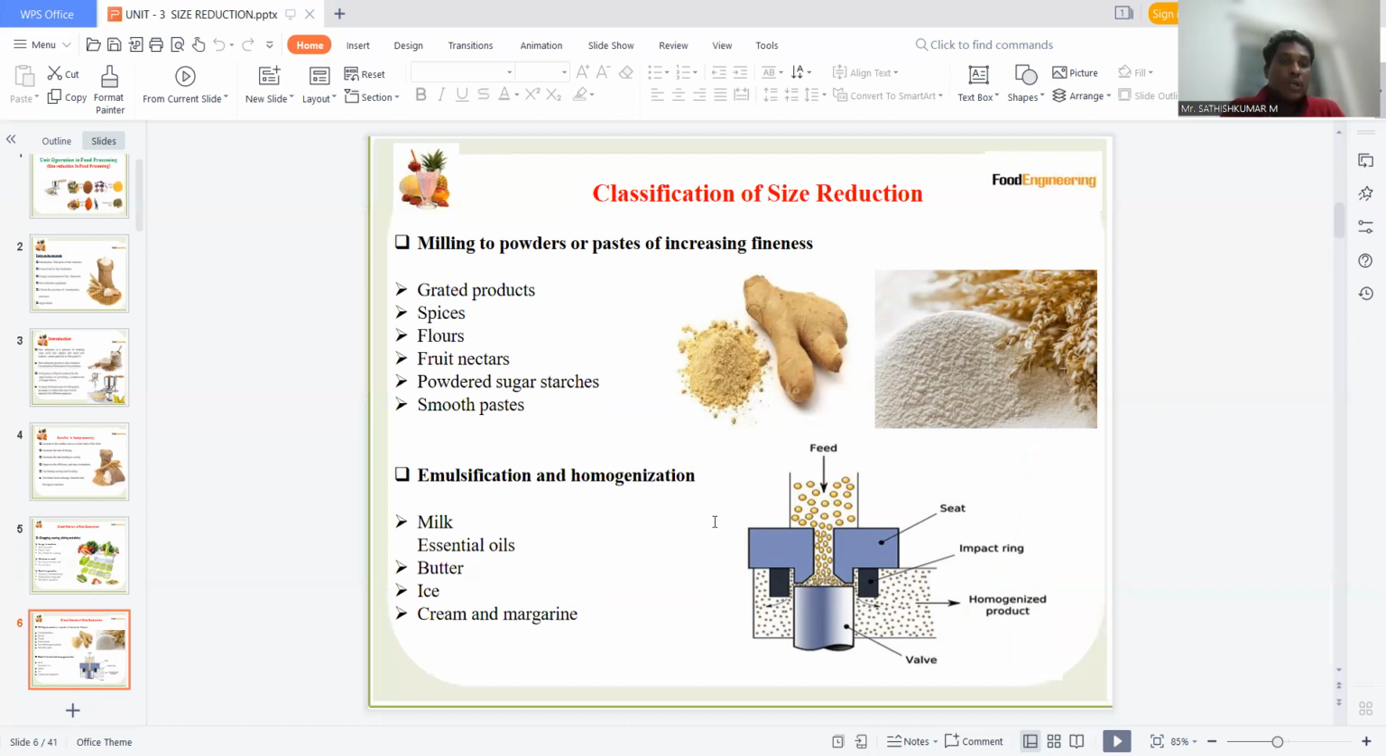Next one, emulsification and homogenization. Homogenization means that particles of different sizes are mixed or distributed into the same size of particles. For example, homogenized milk, essential oils, butter, ice cream, and margarine. These are examples of the homogenization process.